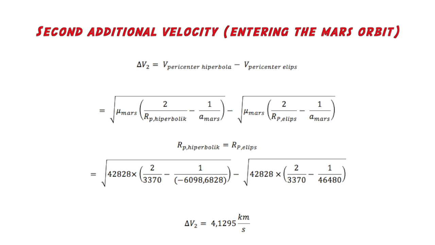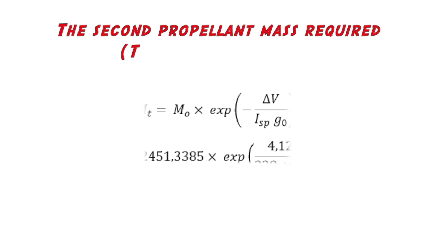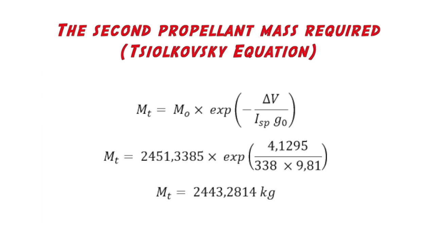The change in speed required for the satellite to transfer from the hyperbolic trajectory orbit entering the Mars elliptical orbit is shown in the following. The mass of the propellant needed to transfer orbit is about 2,443 kilograms.